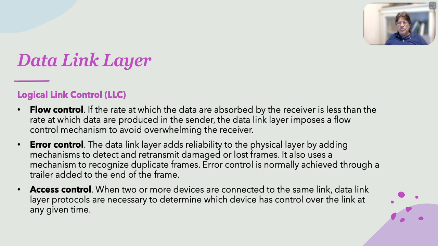Then there is the error control component. The data link layer adds reliability to the physical layer by adding a mechanism to detect and retransmit damaged or lost frames. It also uses a mechanism to recognize duplicate frames as well. So error control is normally achieved through a trailer added to the end of the frame. We saw the trailer at the end. This is responsible for error control. And then there is the access control. When two or more devices are connected to the same link, data link layer protocols are necessary to determine which device has control over the link at any given time.